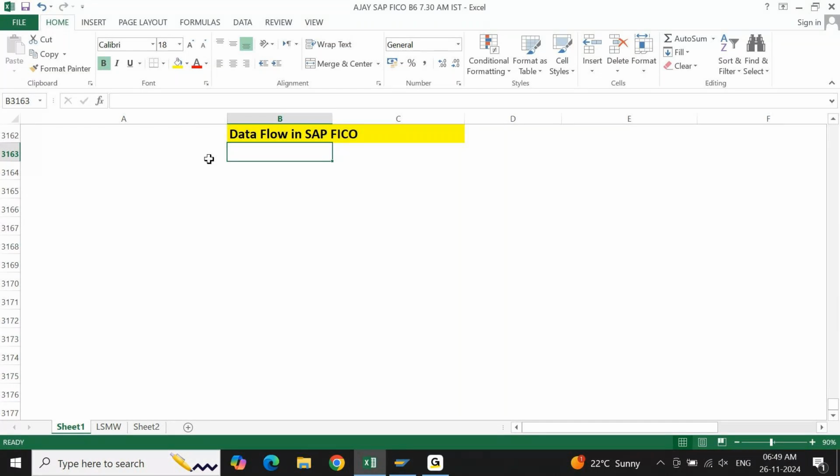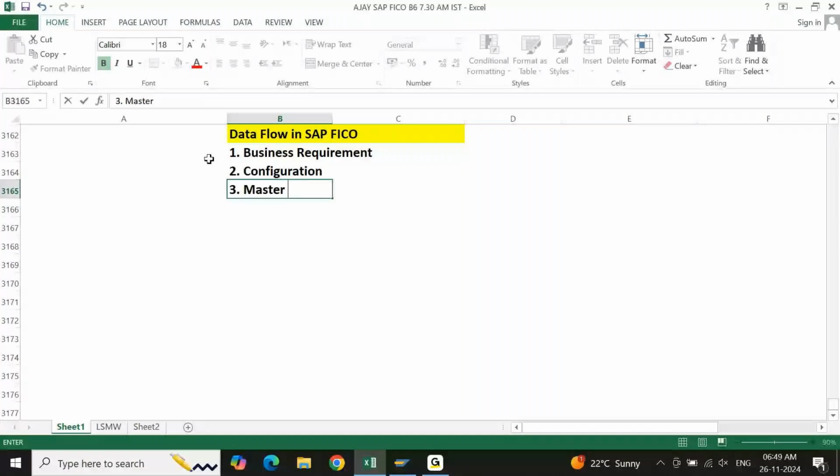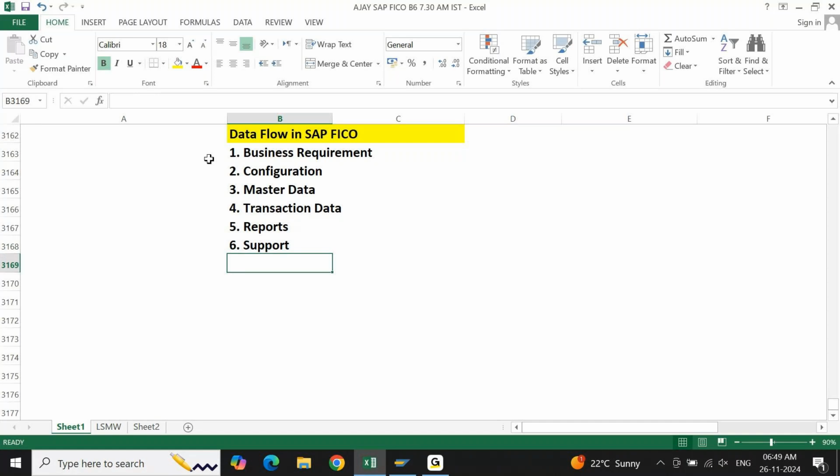Business transactions, business requirements, configuration. First one is business requirement, second one is configuration, third one is master data, fourth one is transaction data, and fifth is reports. If there is any problem in reports, what you will give? Support. This is the flow, this is the process which happens in every project wherever there is SAP FICO.